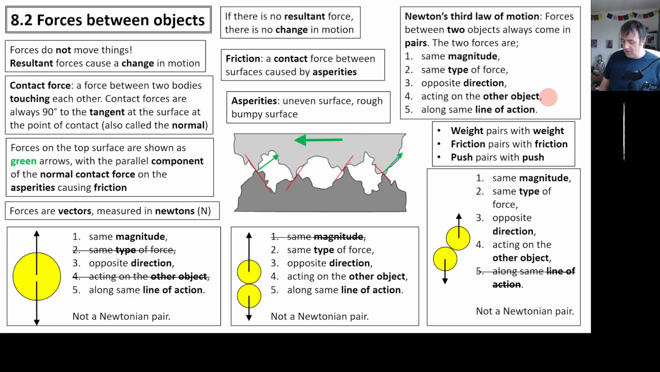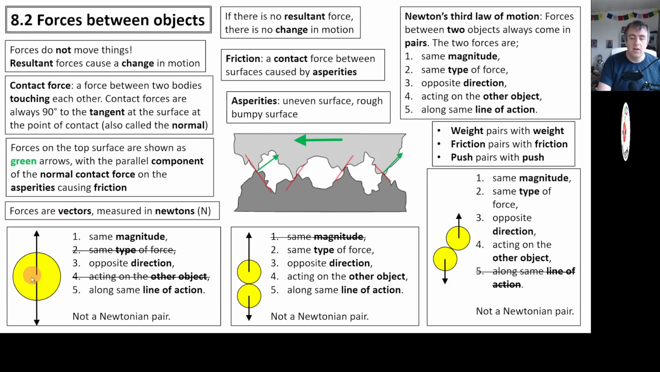And the last point there, the forces have to act along the same line of action. That's easier to explain by way of a diagram. And I'll come to that with these diagrams along the bottom. So here are 3 examples of interactions of forces that are not Newton's third law pairs. And I've stripped the context away, so I'll explain it.